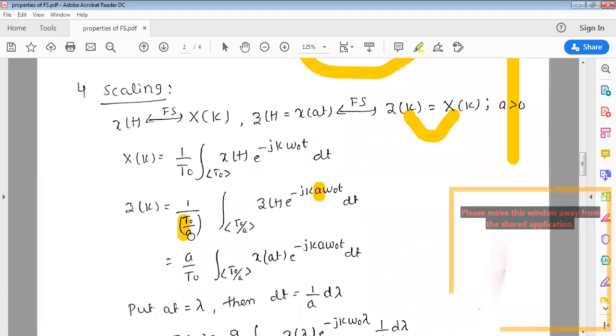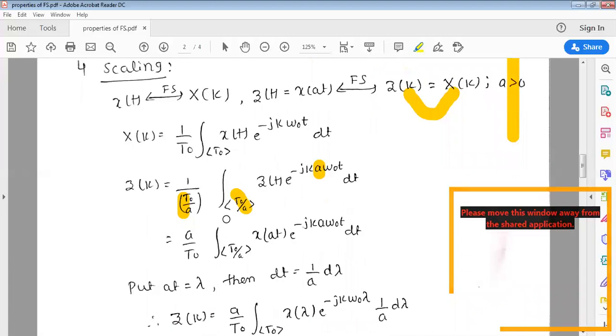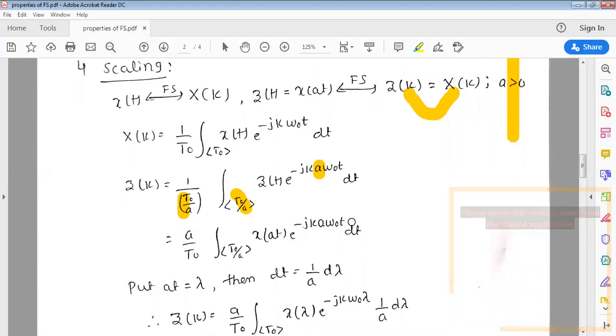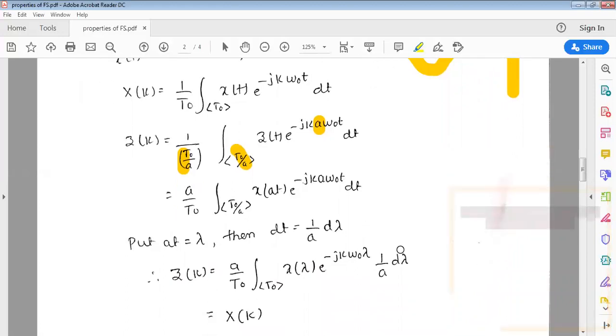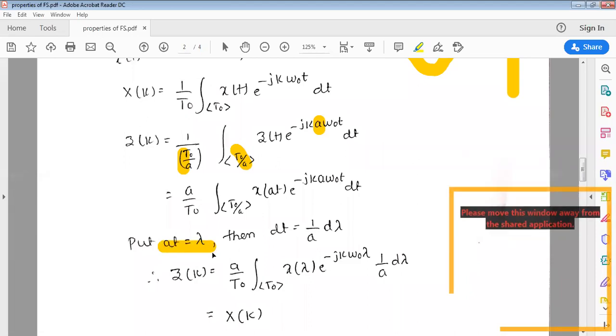Look here. I modified it: instead of t naught, I have made it t naught by a. Because when you compress the signal, the period of the signal gets reduced by an equal factor. Suppose you compress the signal by 2, the period of the signal also gets compressed by 2. So it becomes a by t naught, for a period of t naught by a. z of t is x of at e power minus jk a omega naught t dt. Now it's a simple step. Let at equal lambda. Therefore dt is equal to d lambda by a.